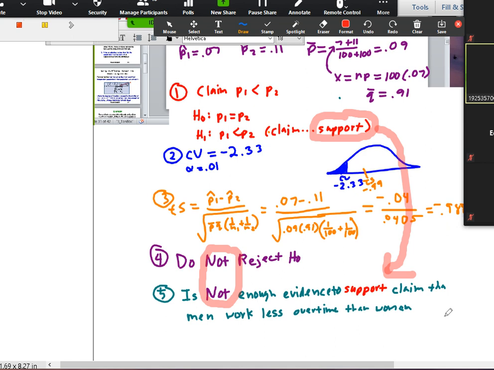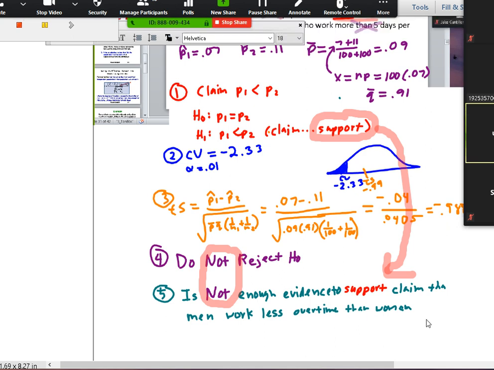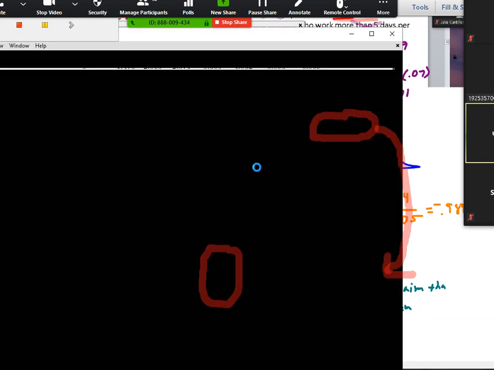Professor? Yes. I have one question. How does minus 2.33 come? The critical value? Because it's left tailed, so it has to be negative. Yeah, but which value do you use? I know. It's a proportion. So if it's a proportion, then you're going to use the bottom row.